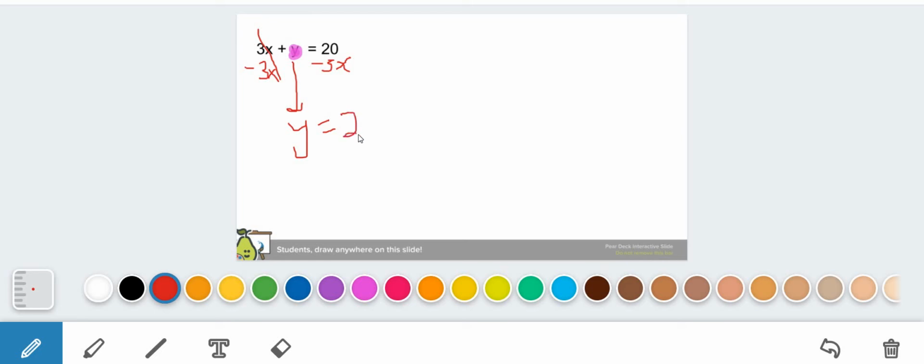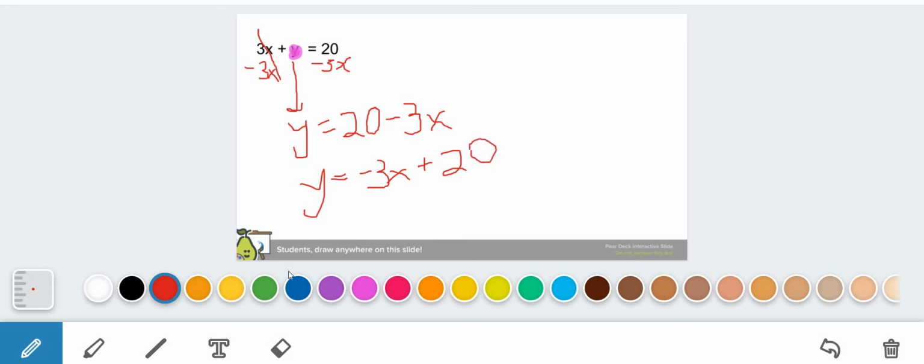And 20 is just 20, minus 3x. I can use the commutative property and switch it around so my variable is first, so when I have to graph it in our next new unit, it's not going to be an issue.